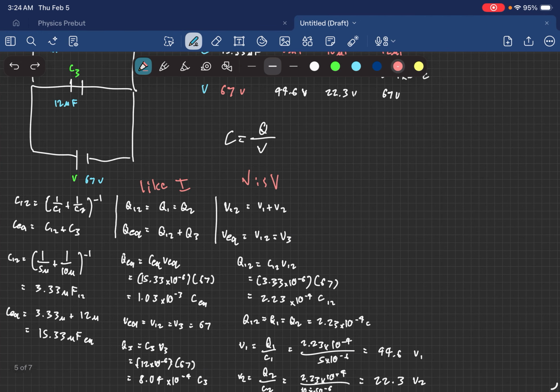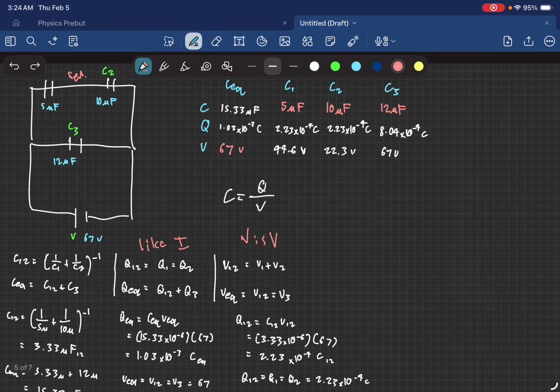Since we have our C12, we can get our CEQ. We follow the formula here. 3.33 micro plus 12 micro is equal to 15.33 microfarads. And we can write that down. I think in tests, I guess this is acceptable, but you can just write this as times 10 raised to negative 6 already. Remember, that's the conversion for micro.